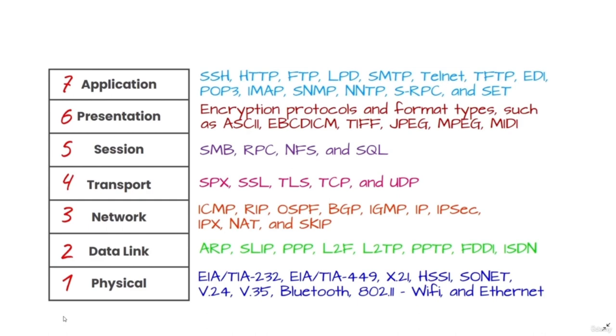At the physical layer, one might find physical resources such as network hubs, cabling, repeaters, network adapters, or modems.